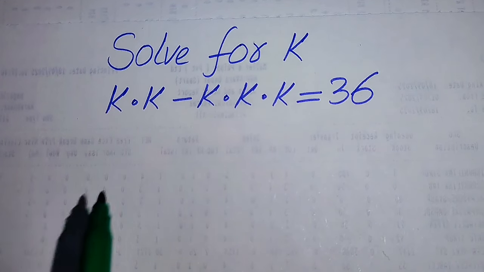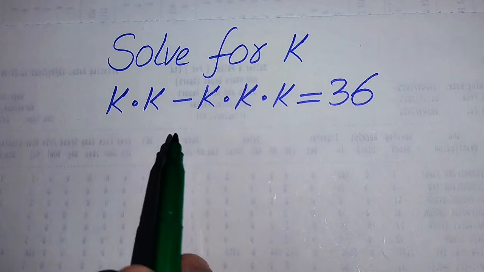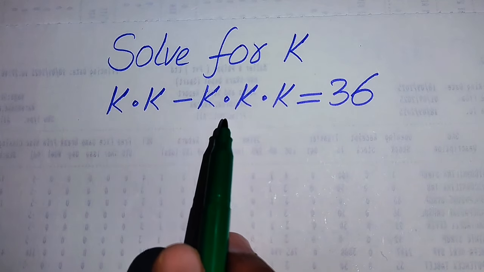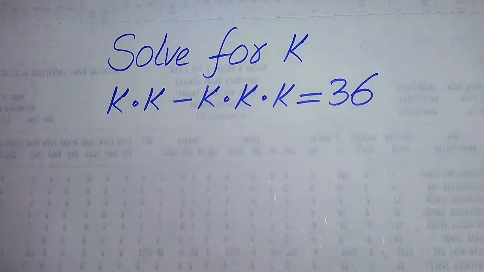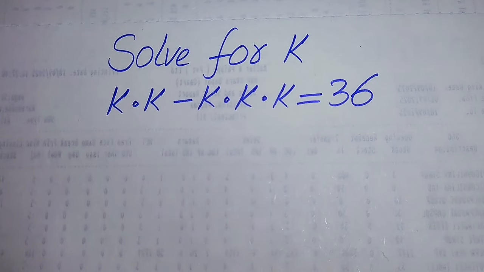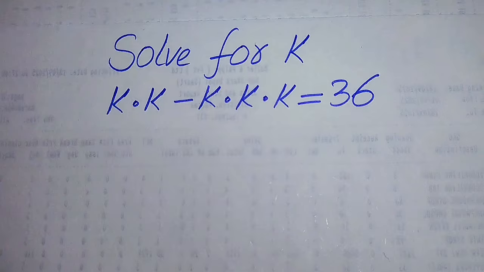If we have k multiplied by k minus, again k is multiplied by 3 times, is equal to 36, and we solve this problem for all the values of k. So here we need to find all the roots of this equation.